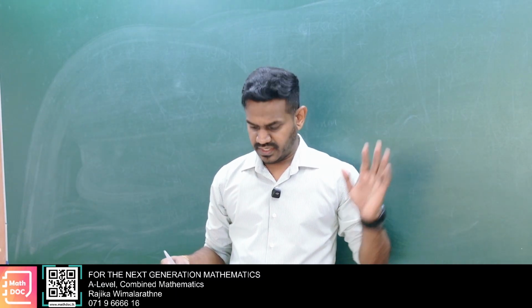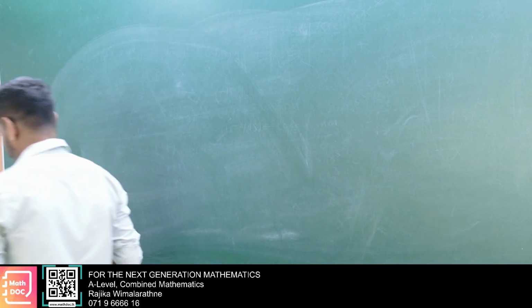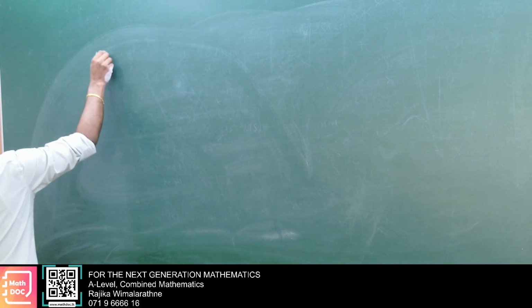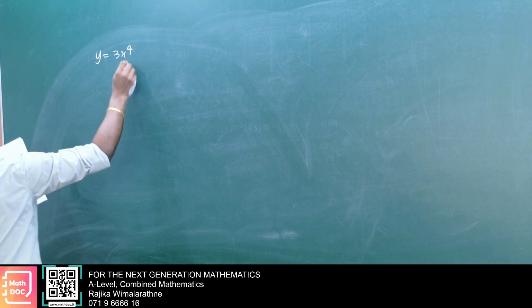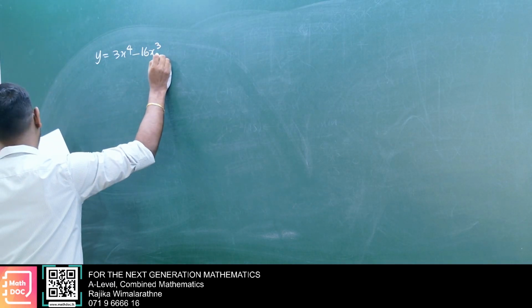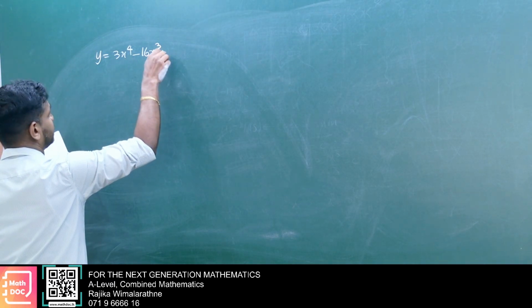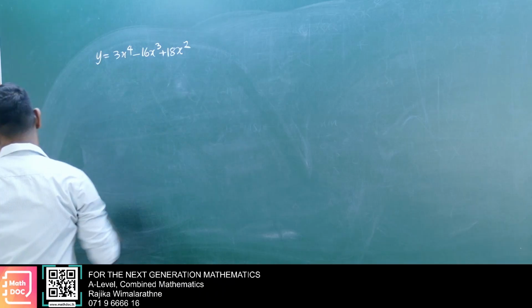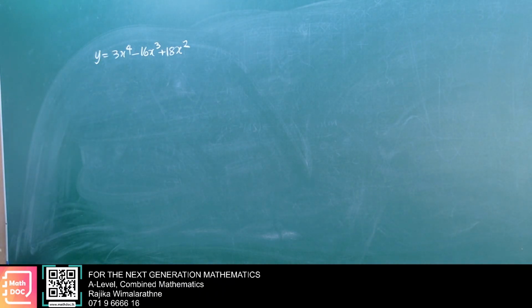Okay, then you try y equals 3x to the power 4 minus 16x cube plus 18x squared. Okay, take it.